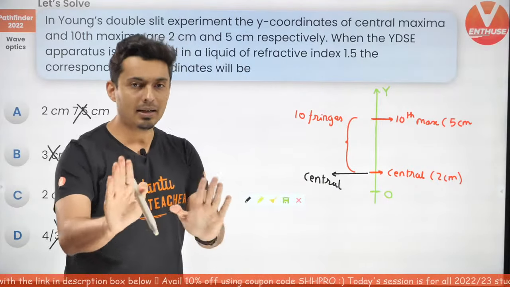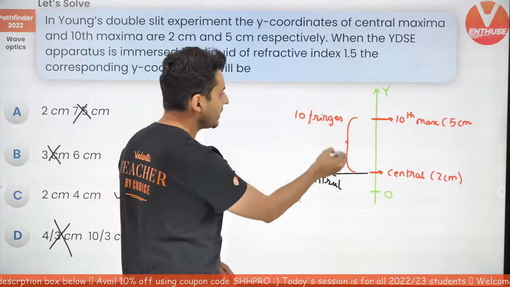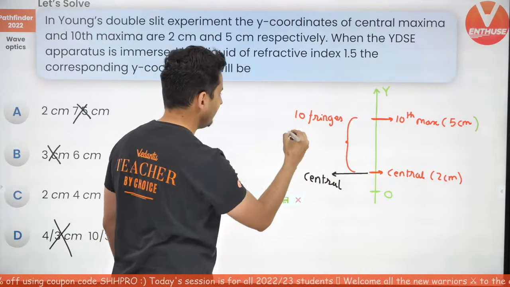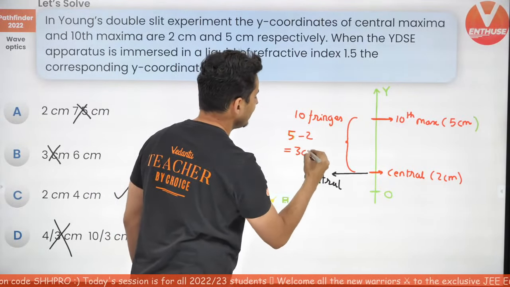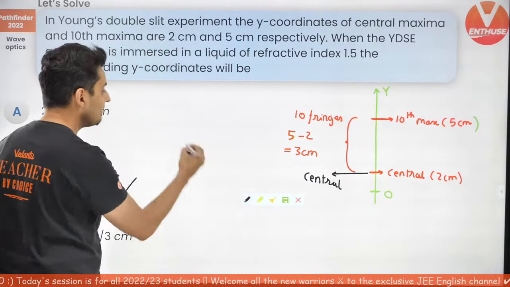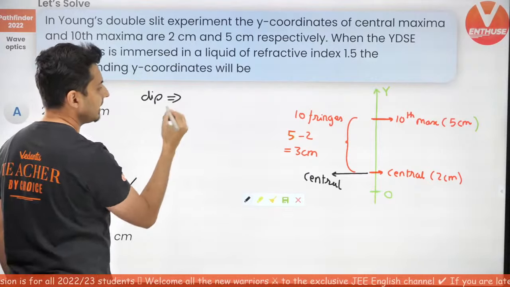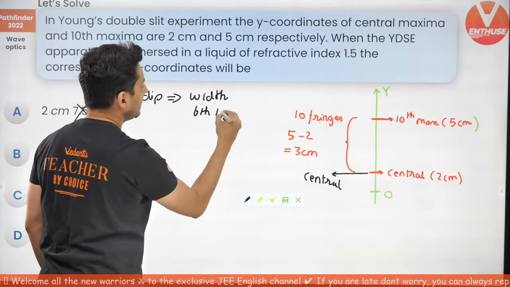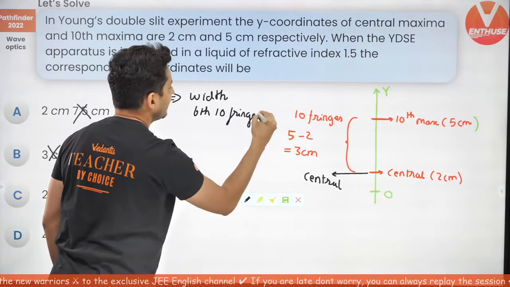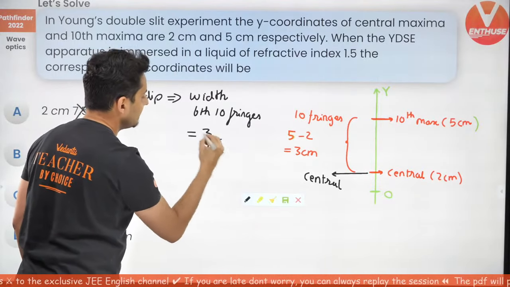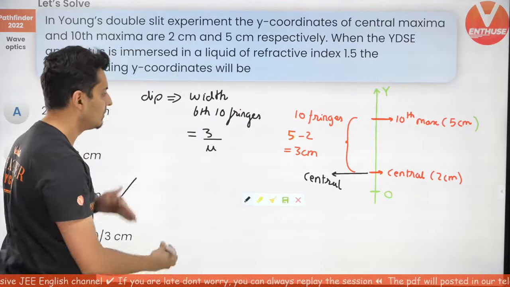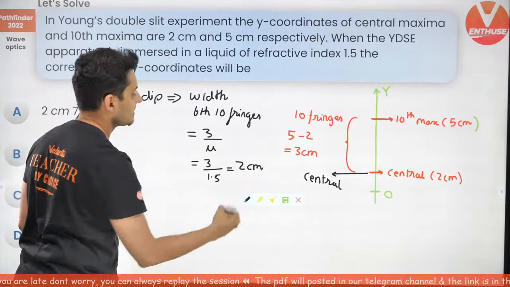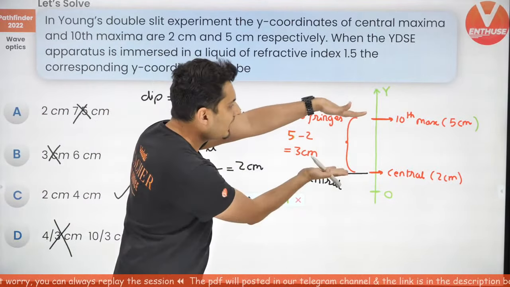But if you want to calculate it, let me show that to you. 10 fringes. What is the width of this? The width of this is 5 centimeters minus 2, which is basically 3 centimeters. So when you dip it, what is going to happen? The width between the 10 fringes will be 3 divided by mu. It will reduce mu times because wavelength goes down mu times. And mu is 1.5. So it is going to become 2 centimeters. So the new width is going to become 2.